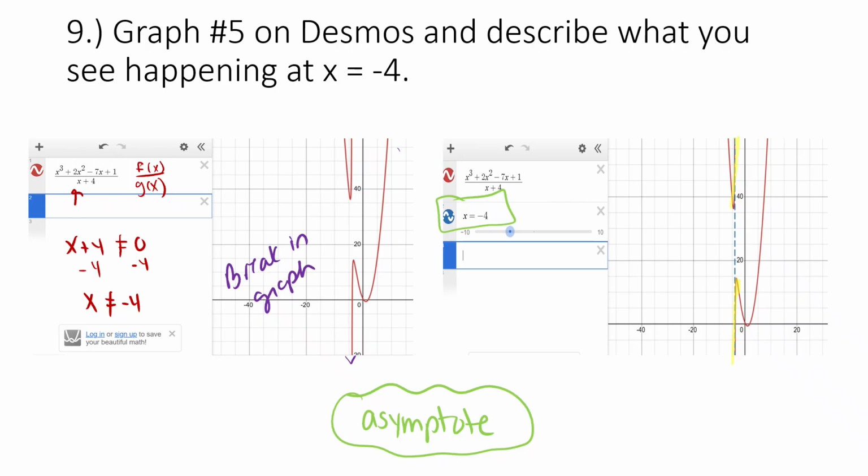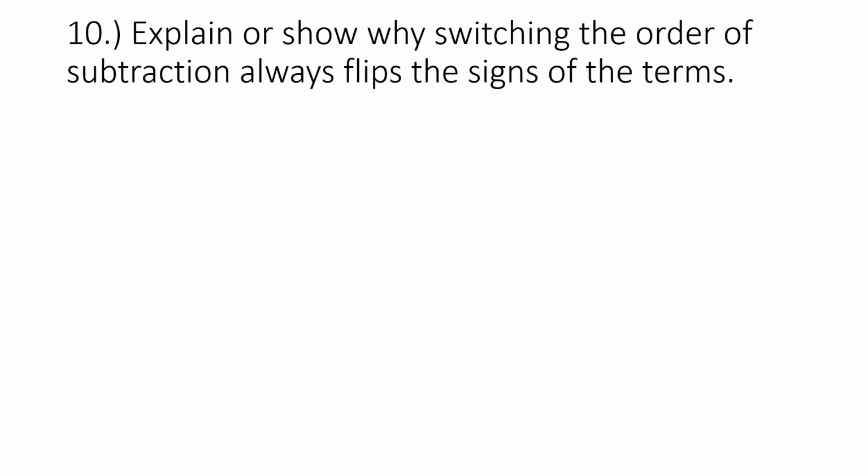That is for a future unit, but it's good to take a look and investigate what's going on there. If you've still got that up on Desmos, go on over and run your mouse over the graph and see what the x values are doing as you get closer and closer to that line. Now for this last one, explain or show why switching the order of subtraction always flips the signs of the terms.